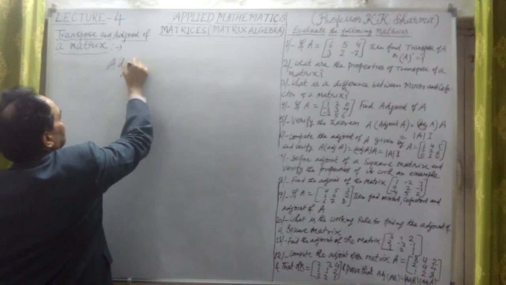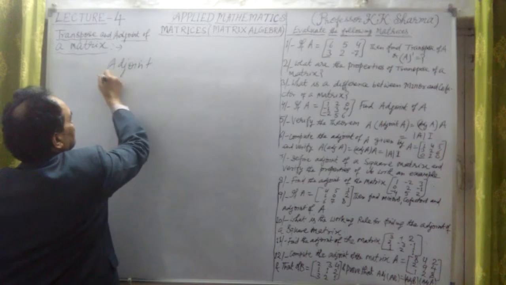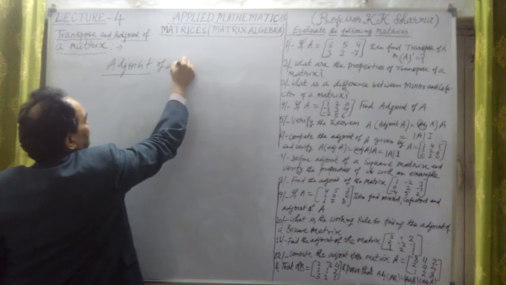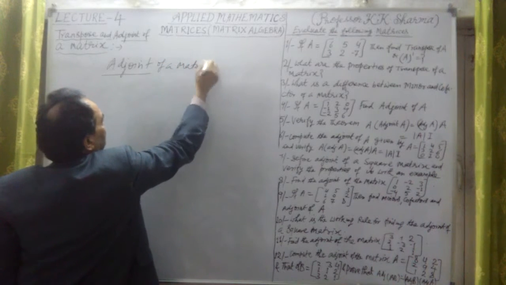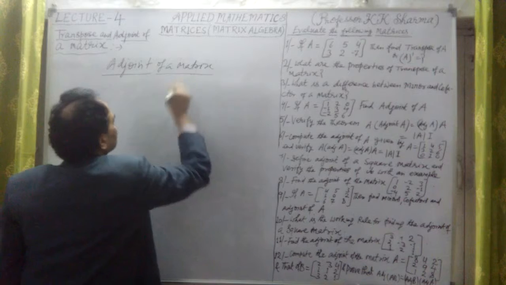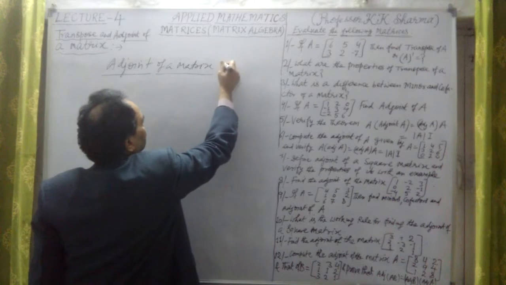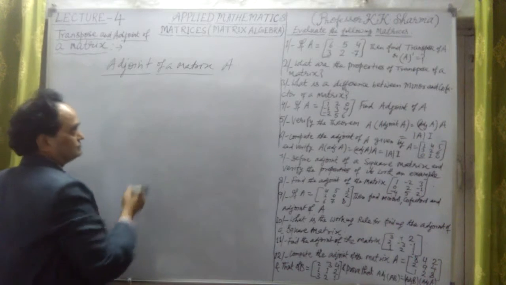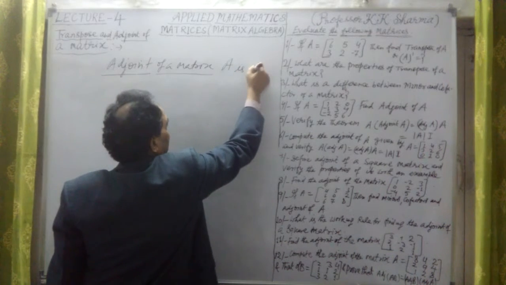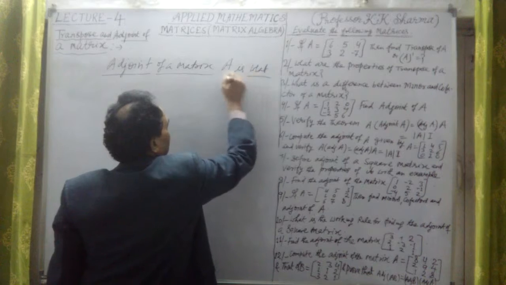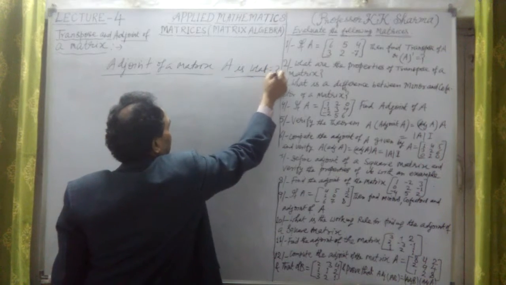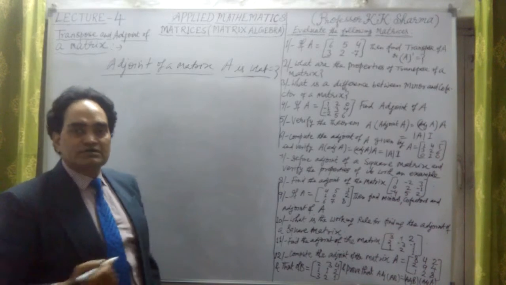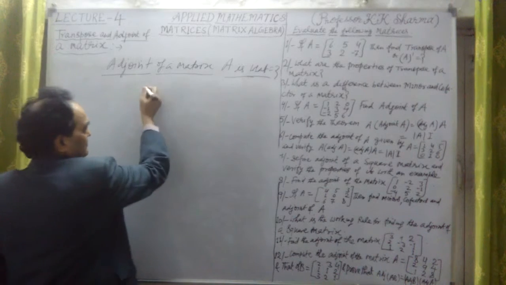Because we have to find the adjoint of A, let me first define what the adjoint of a matrix A is. Adjoint of a matrix is what?